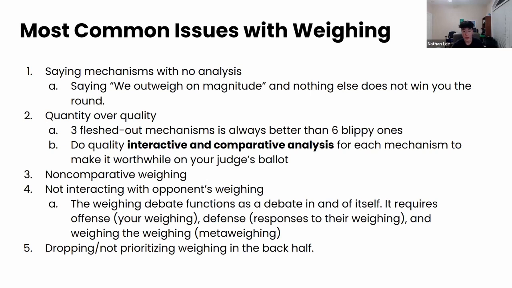And fourth is not interacting with your opponent's weighing. Even if you're winning three really great mechanisms on the flow, if you don't tell your judge why it matters more than your opponent's weighing mechanisms, especially if they're different, for example, severity versus, I don't know, probability or time frame, then it's up to the judge to intervene in the round and decide on a winner, or decide on an impact ballot that you don't have control of. So interacting with your opponent's weighing is something called meta weighing.